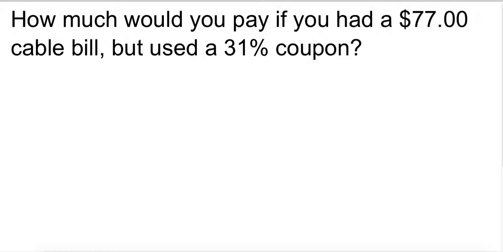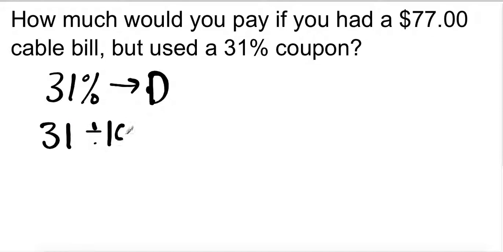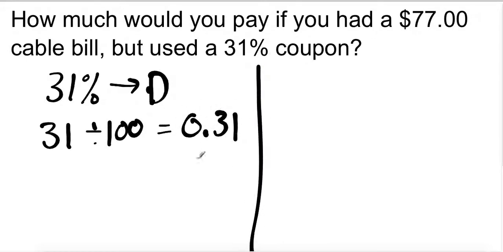Now next we're going to be doing something a little bit different. We're going to be paying $77 for a cable bill, but we're also going to be using a 31% coupon that was mailed to us. So just like the previous examples, we're going to turn 31% into a decimal. From here, we'll be dividing 31 by 100. This is going to give us 0.31. And just like the last video, what we're going to be doing is multiplying our decimal 0.31 by 77.